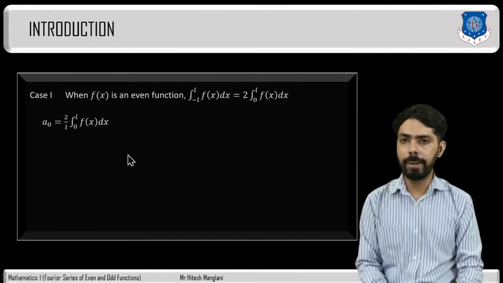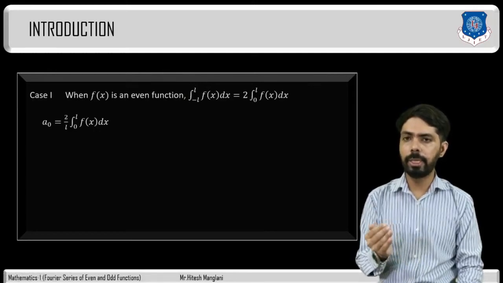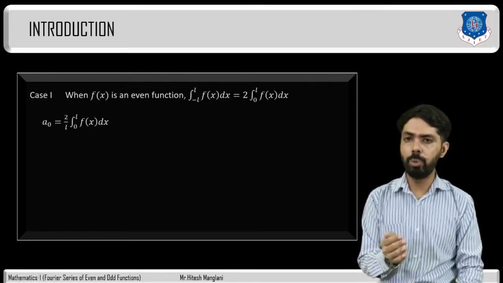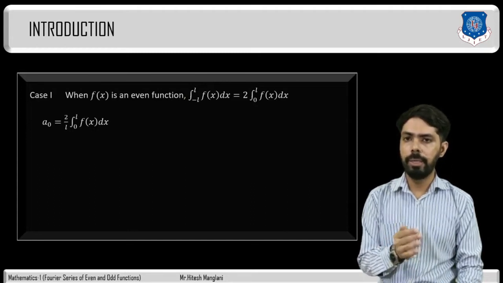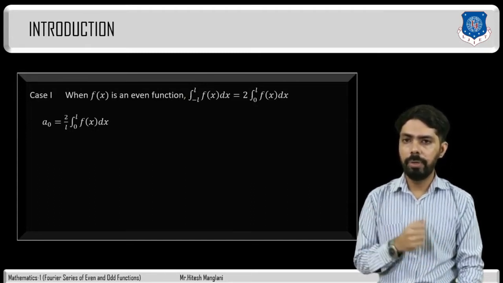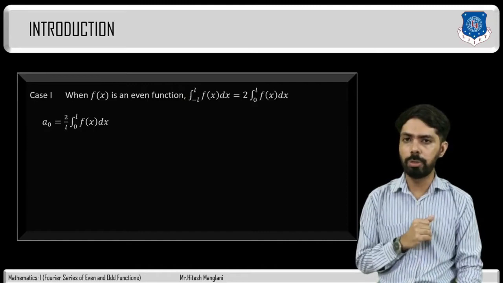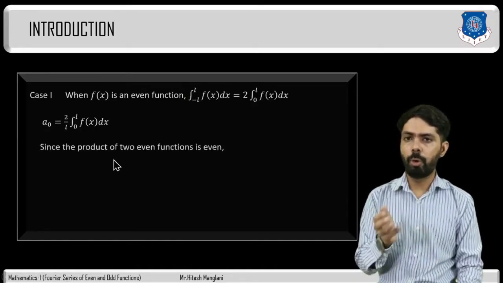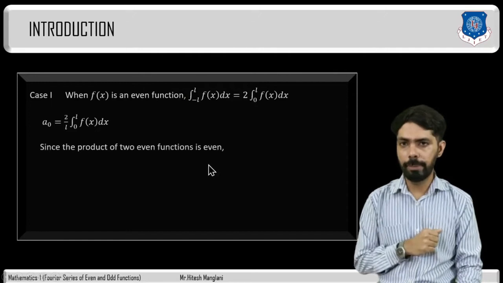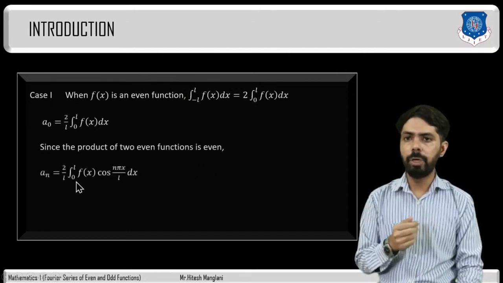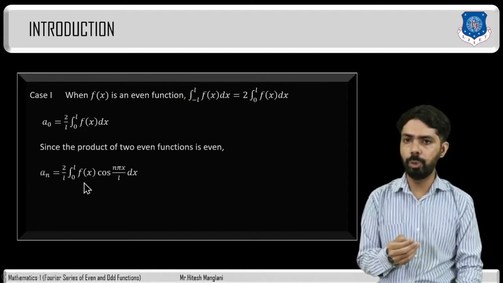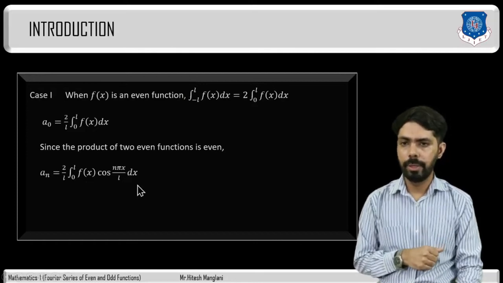Now we will find out an. What is the formula of an? That is 1 divided by L integration minus L to L f of x into cos n pi x divided by L dx. Now here we are considering the case where the function is an even function, and we know that cos is also an even function. So the product of two even functions is even. Therefore an will be 2 divided by L integration 0 to L f of x into cos n pi x divided by L dx.